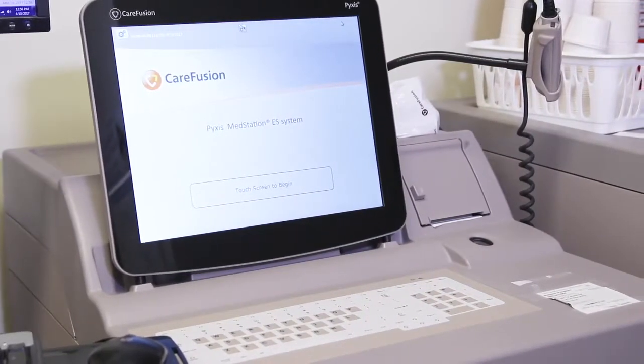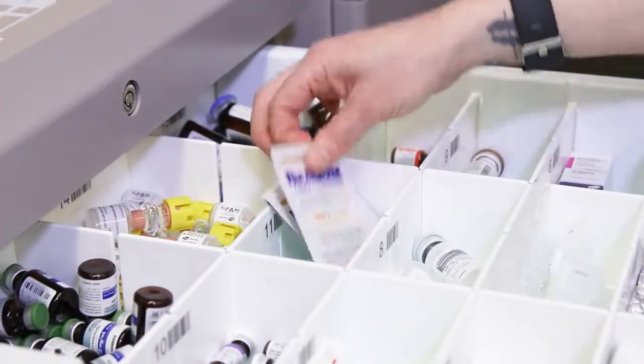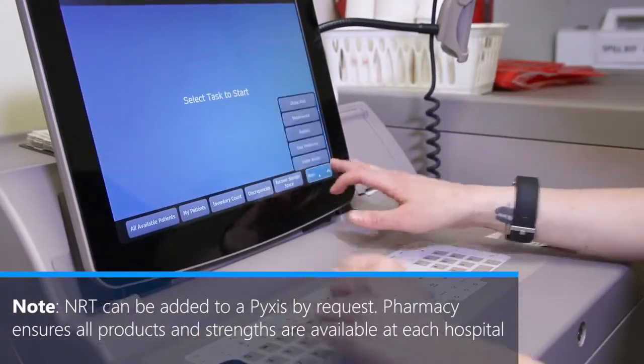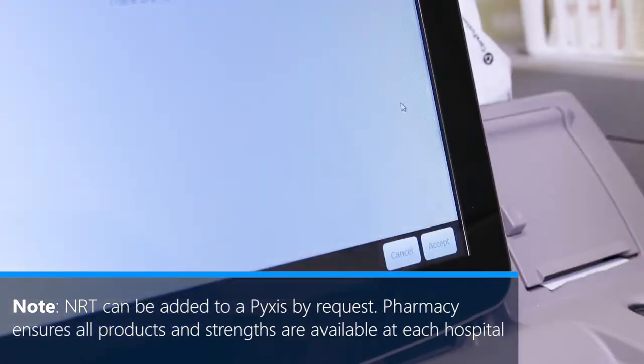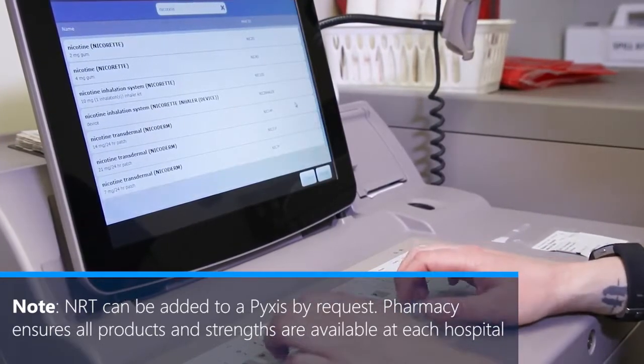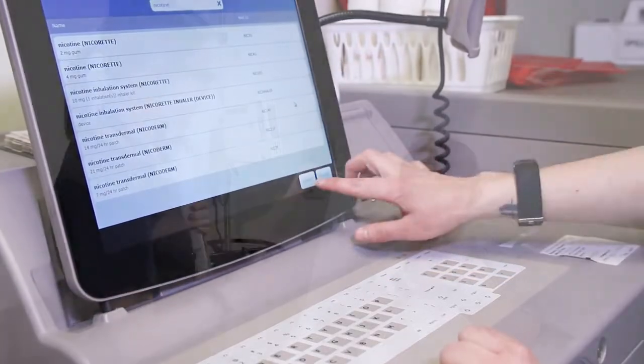Nicotine replacement therapy products are loaded into the Pyxis machine of each unit. If none are available in the machine, use the Global Find function on the Pyxis machine to locate the nearest unit which has the product and inform pharmacy to reload the machine.